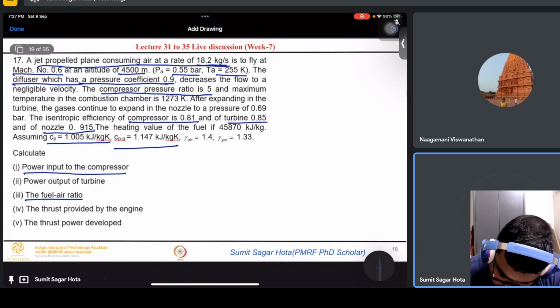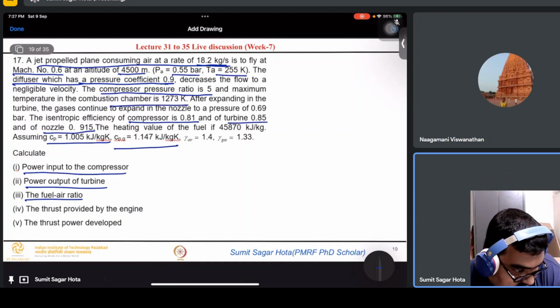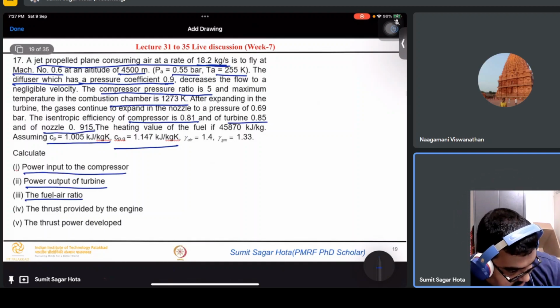In the question they are asking about the power output of the turbine, and they are only giving T3 temperature, the combustion chamber temperature, 1273 Kelvin. This should give T4. Because without knowing T4 you cannot find out anything else. So they are asking about power output of the turbine without giving T4. So one thing we can do.